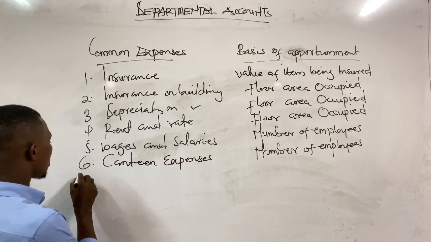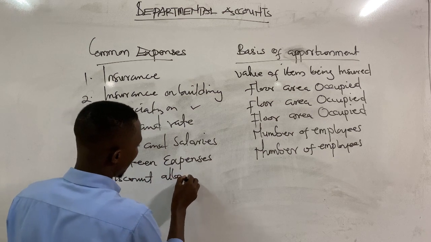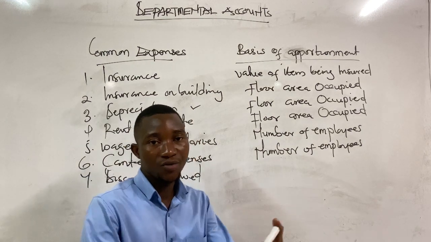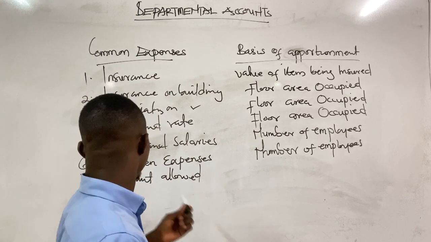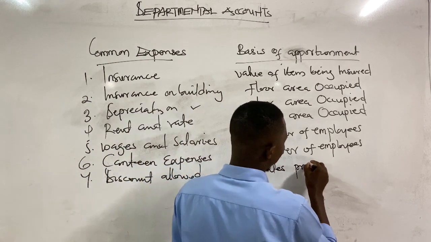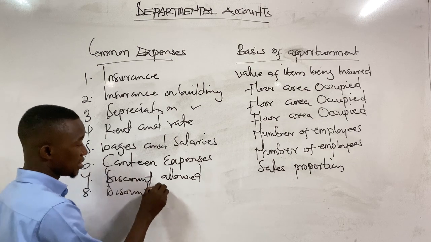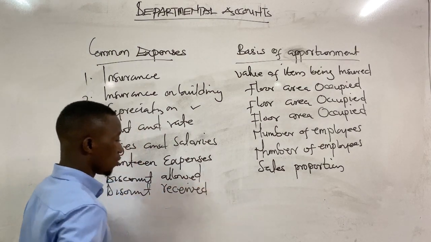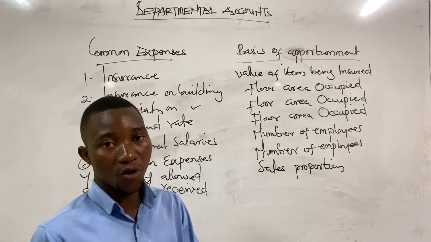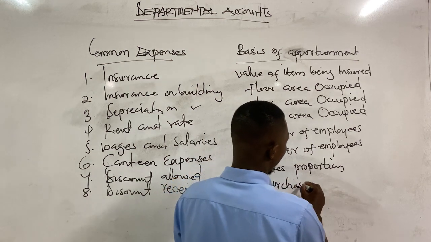Is that okay? We could also talk about discounts. Discount allowed: we allow discount to our customers when we sell an item to them. Because discount is allowed on sales, we use the sales proportion. Good. We could also talk about discount received. We only receive discount when we make purchases from our creditors, so we use the purchase proportion as the basis of apportionment. So, purchase proportion.